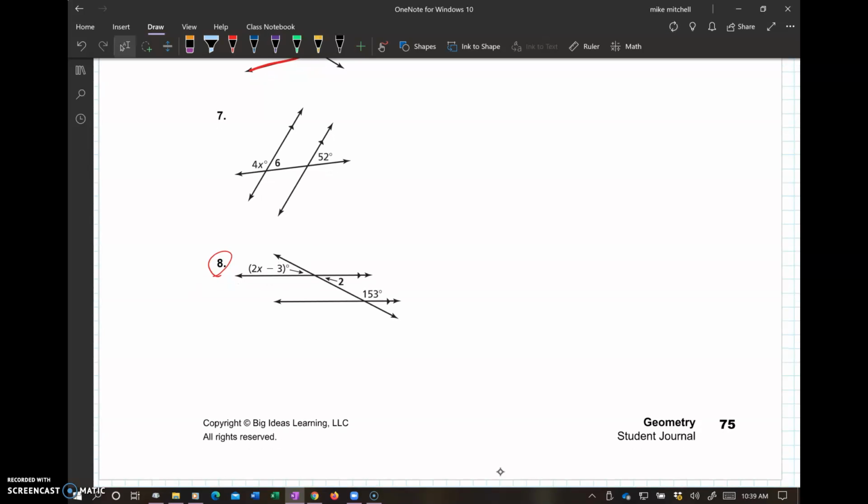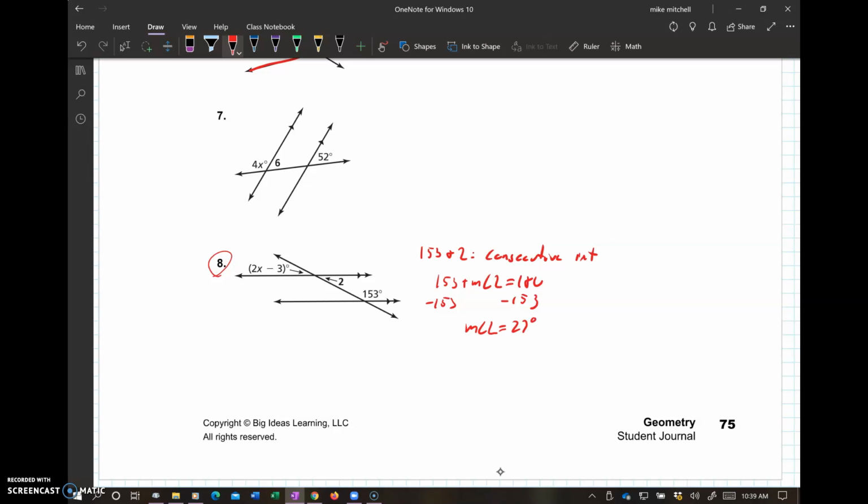Number 8. So on this one, we don't have a relationship between the 2x minus 3 and the 153. So I can't solve this. I actually have to find angle 2 here first. So that's why they put the angle 2 in here. So there's actually two things here. So the 153 and angle 2, those are consecutive interior. So I have 153 plus the measure of angle 2 equals 180. I subtract. And you've heard me do this before. 180 minus 150 is 30, minus 3 is 27. So that gives me 27 degrees.